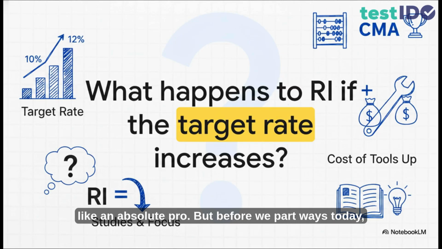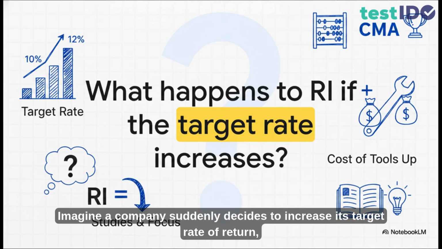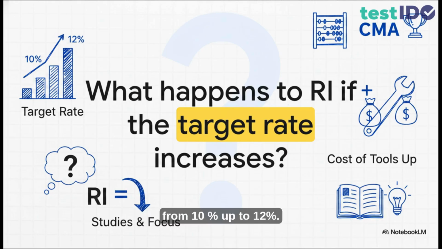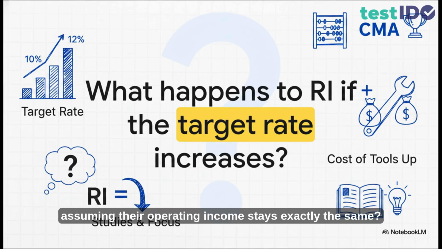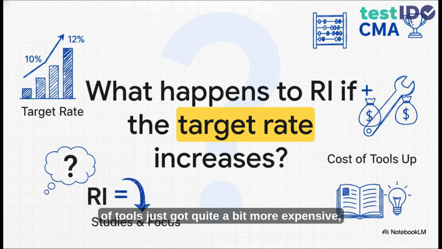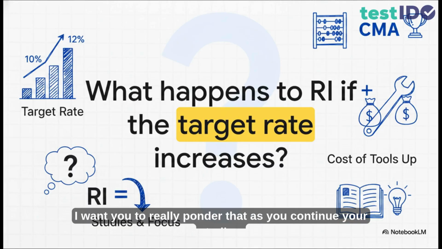But before we part ways today, I want to leave you with this tricky little scenario to really test your critical thinking. Imagine a company suddenly decides to increase its target rate of return from 10% up to 12%. What happens to a division's residual income, assuming their operating income stays exactly the same? Think about how that cost of tools just got quite a bit more expensive and what that ultimately does to the leftover dollars. I want you to really ponder that as you continue your studies.